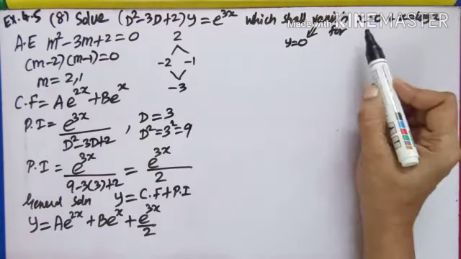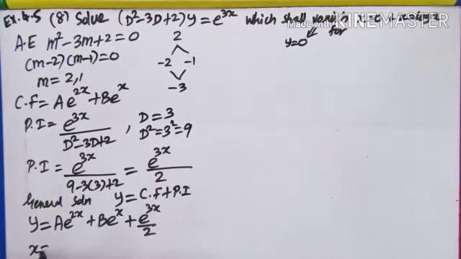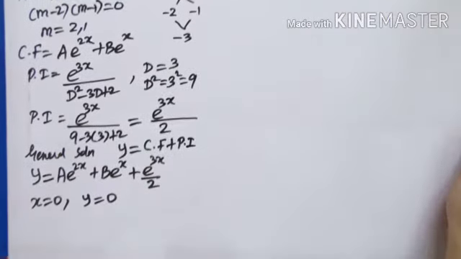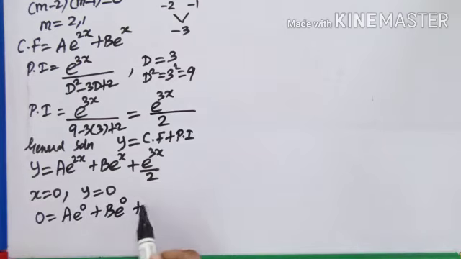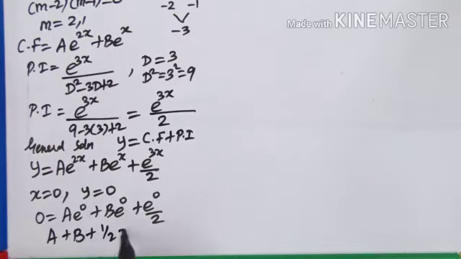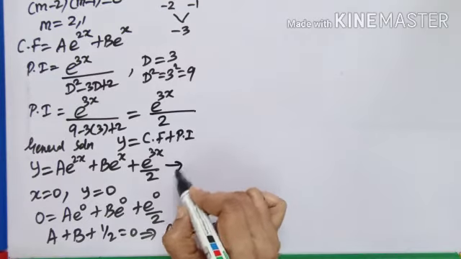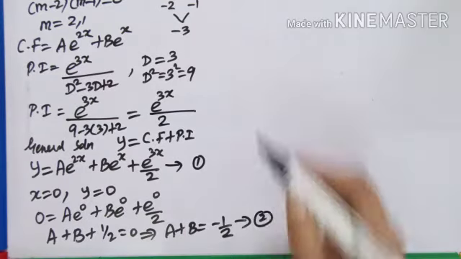Now we will substitute the conditions. When x is 0, y is 0. Substitute. 0 equals a e power 0 plus b e power 0 plus e power 0 by 2. e power 0 is 1. So a plus b plus 1 by 2 equals 0, or a plus b equals minus 1 by 2. We call this equation 1.